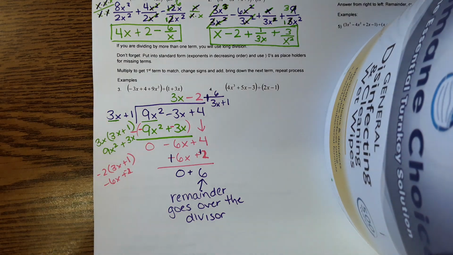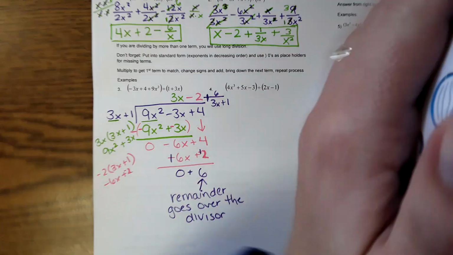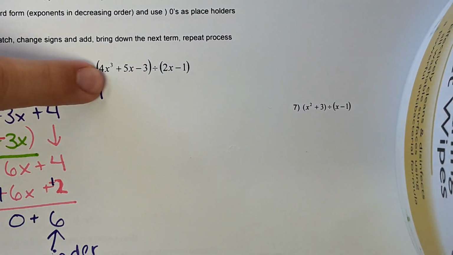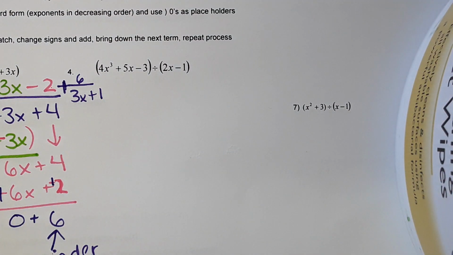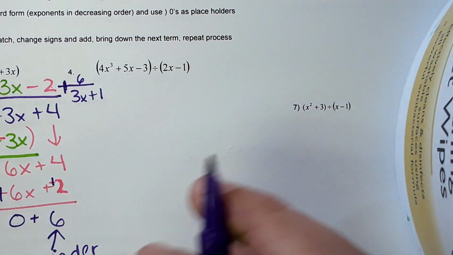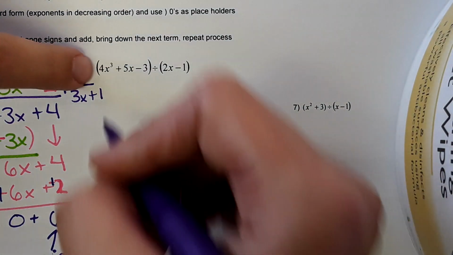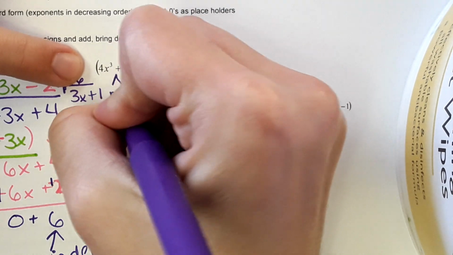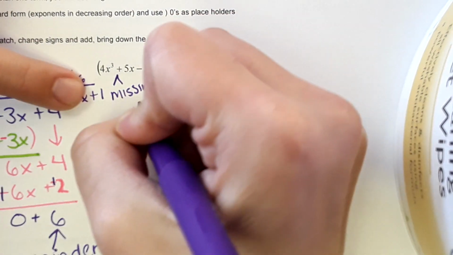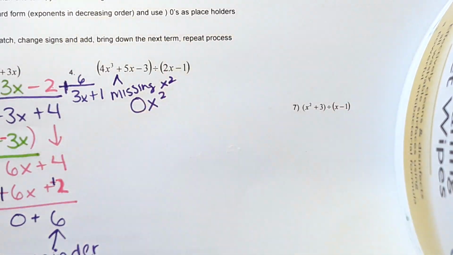Okay, we're gonna practice it again. Ready for number 4? Okay, number 4. Okay, so same process. We're going to put that first number in the house. There's something to note here, though. It's actually missing an x squared. We need to have a placeholder for that. So it's missing x squared. So therefore, we're going to plug in a 0x squared.